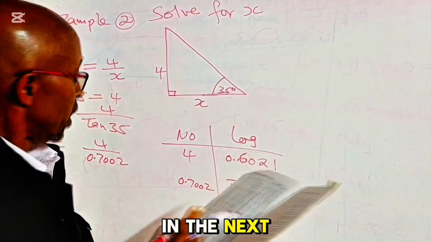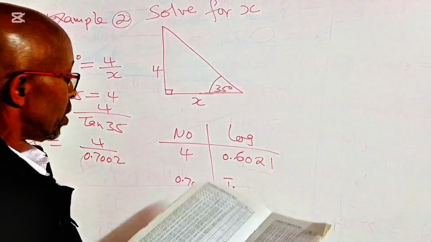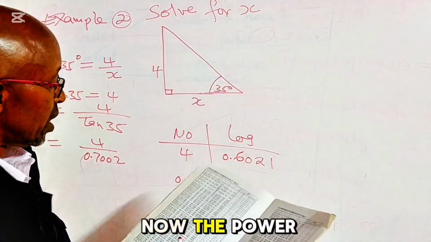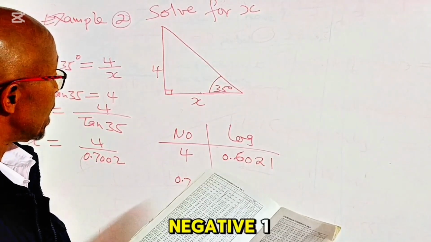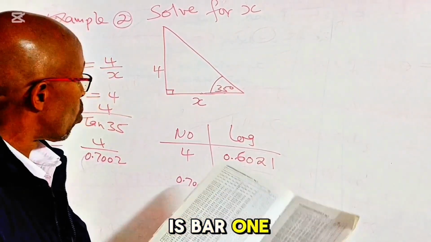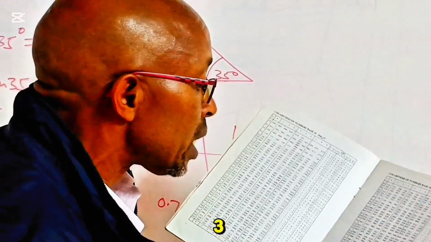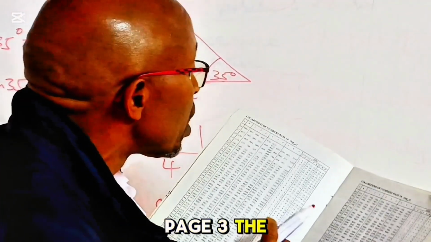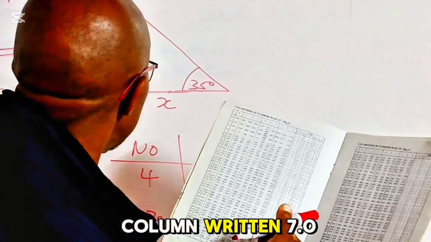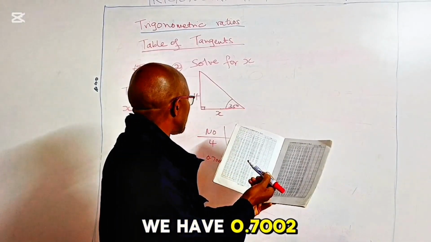0.6021. In the next value, we have 0.7001, and we see that now the power of 10 is -1. Therefore, the characteristic is bar 1. Then we move to 7, which is in page 3. Page 3, the column written 7.0. In the next number, we have 0.7002.